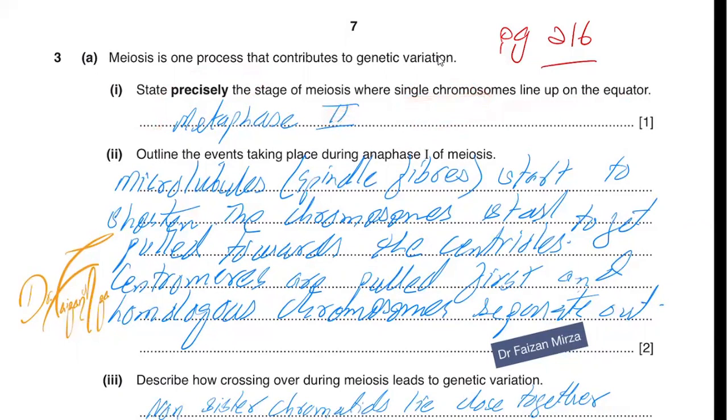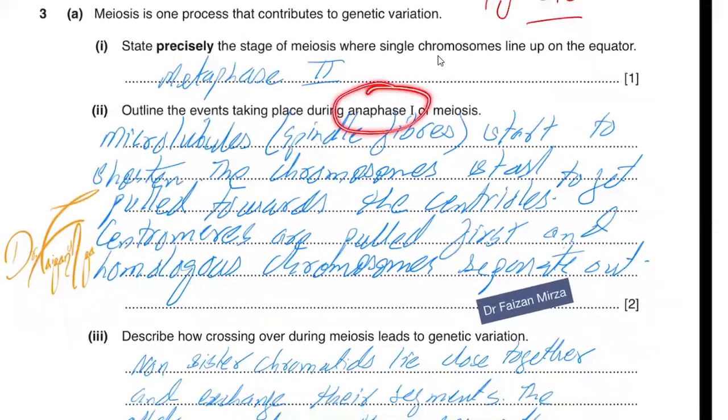Then the next part: outline the events that take place during anaphase 1 of meiosis. You can just recall the facts of anaphase 1. You can state that microtubules, spindle fibres, start to shorten, the chromosomes start to get pulled towards the centrioles, and the centromeres are pulled first. We need to highlight that the centromeres are pulled first, and because of the centromeres being pulled apart, the homologous chromosomes start to separate out.